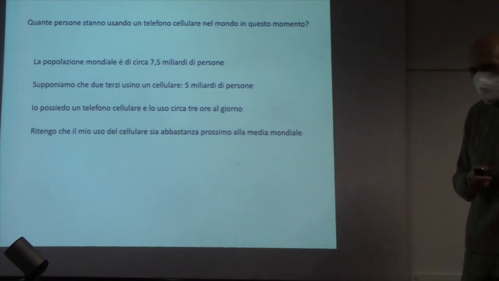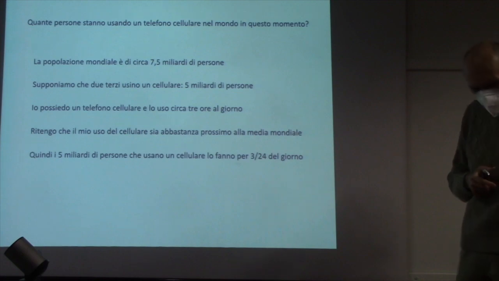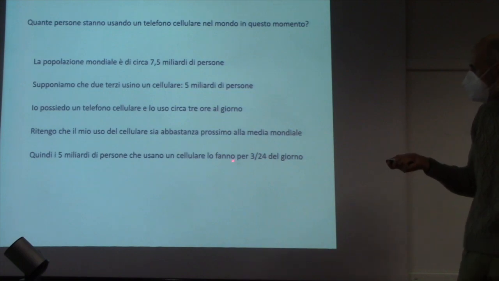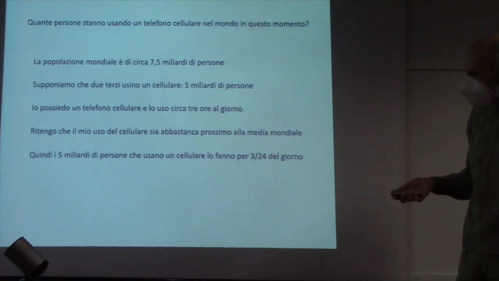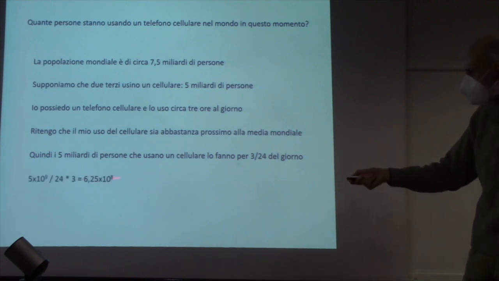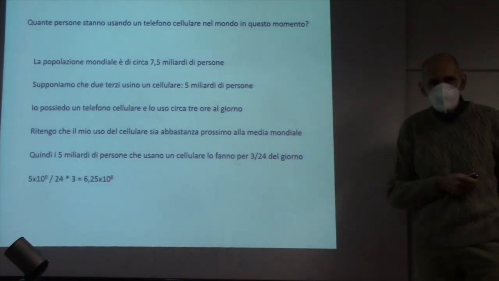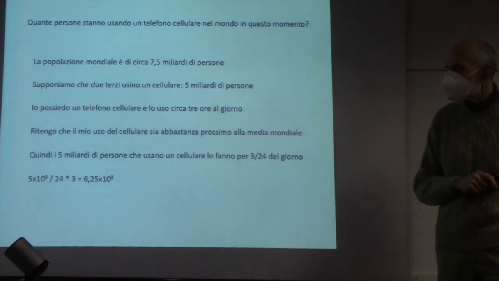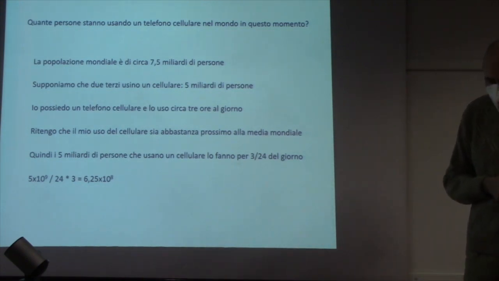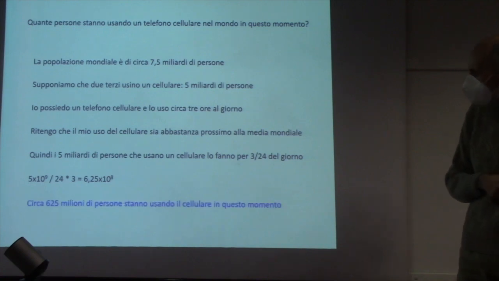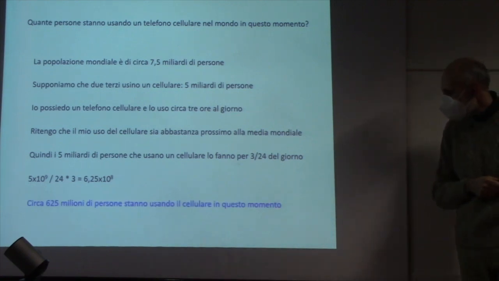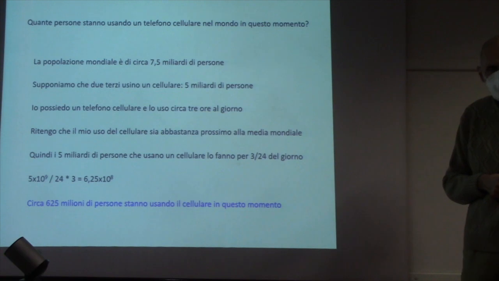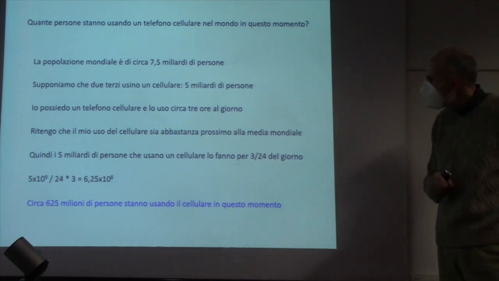Stimate. Di nuovo sono stime, sono approssimazioni. E quindi i 5 miliardi di persone che usano un cellulare lo fanno per 3/24esimi della giornata, quindi 3/24esimi di 5 miliardi fa 625 milioni. E questa è la risposta. Circa 625 milioni di persone stanno usando il cellulare in questo momento. Quindi è preoccupante un po'.